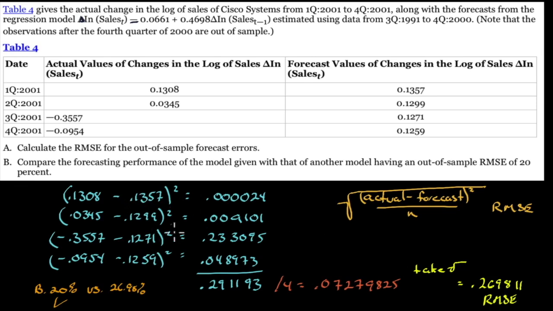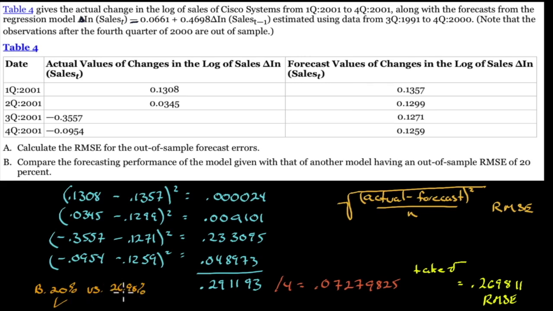No point in me going through all of this. This is all really just calculator work. We just want to see the actual process of the steps we go through. B, compare the forecasting performance of the model given with that of another model having an out-of-sample RMSE of 20%. So 20% versus, what do we have? 0.2698, 26.98%. The lower the RMSE, the better it is.